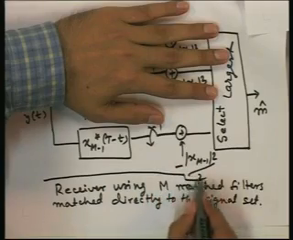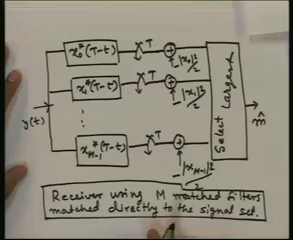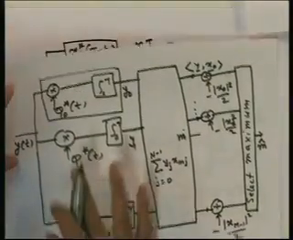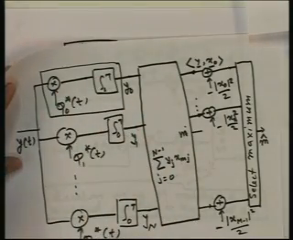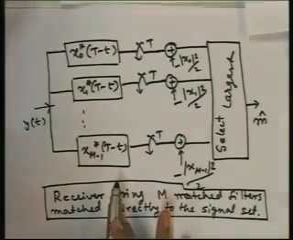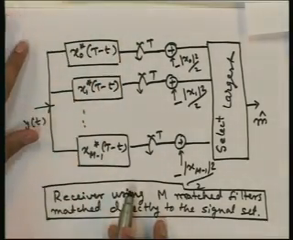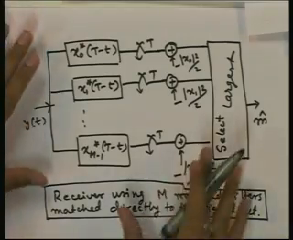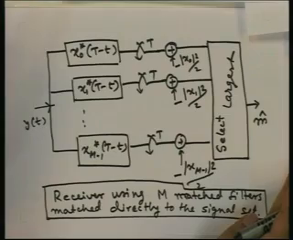Both are matched filter receivers, but the earlier one will possibly use fewer matched filters. The number is capital N. Here we will use capital M number of matched filters, so we will need more matched filters, but both will perform exactly similarly and there will not be any difference in the performance of the two. The only difference will be possibly in the complexity of the implementation.